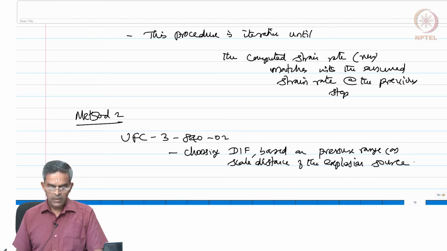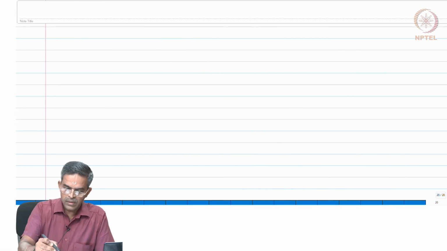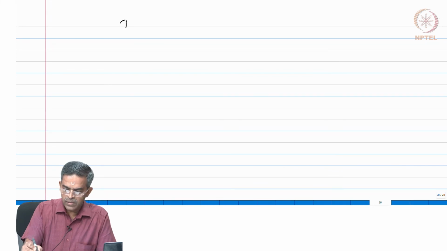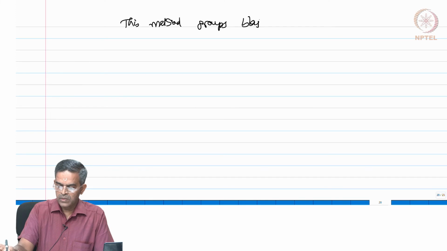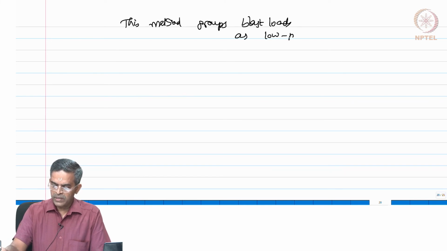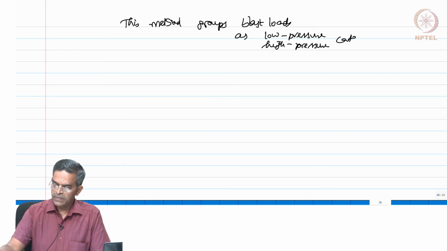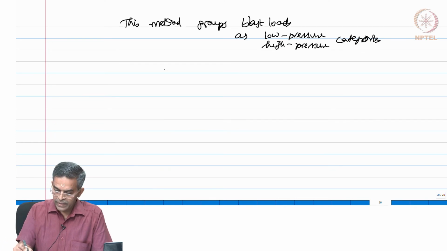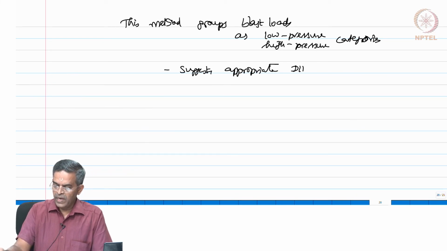This method groups blast loads as low pressure and high pressure categories and suggests appropriate DIF value for each category.